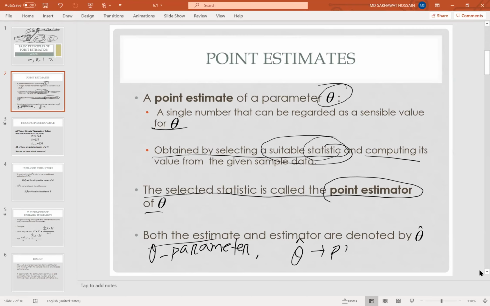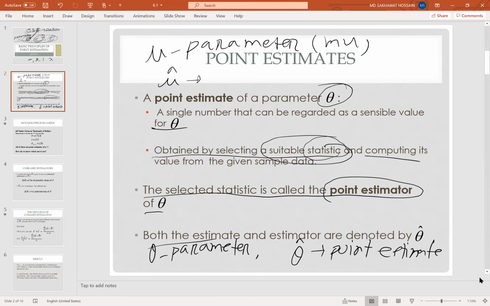And this is the point estimate, or point estimator, whatever it is. Similarly, if mu is a parameter, then mu hat is the point estimate. This is mu, and this is mu hat. This is the point estimate.